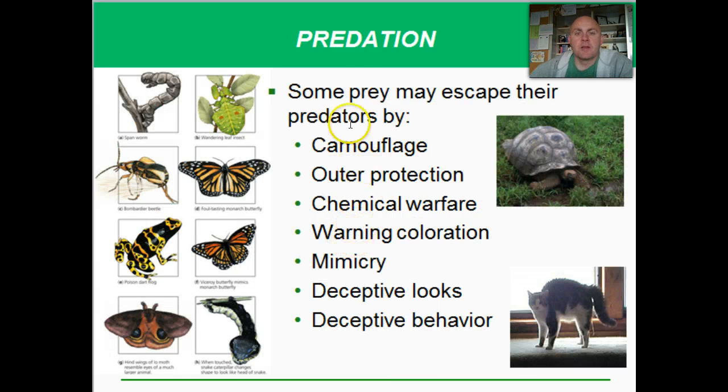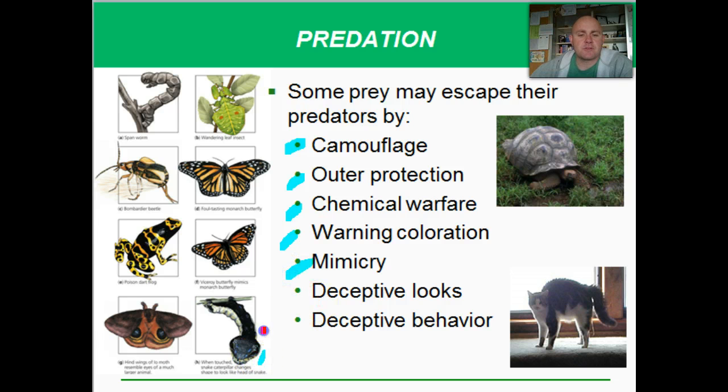So how do prey handle this? How do they escape it? They can camouflage themselves and blend in with their surroundings. They can have an outer protective shell like this turtle over here. They can use chemicals like stink bugs do, or skunks do, spraying to scare off competition. They have warning colorations like reds and yellows to indicate that they might be poisonous or whatever.